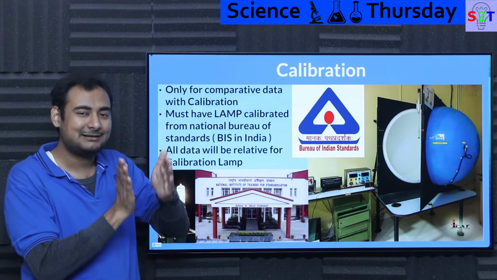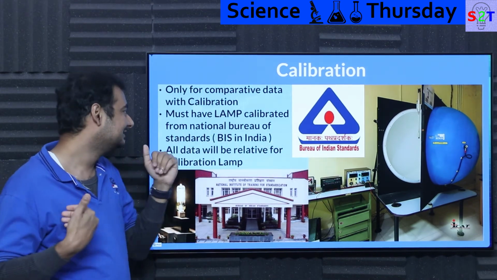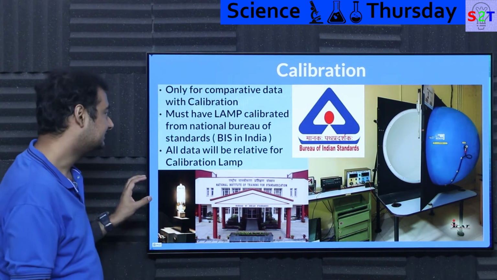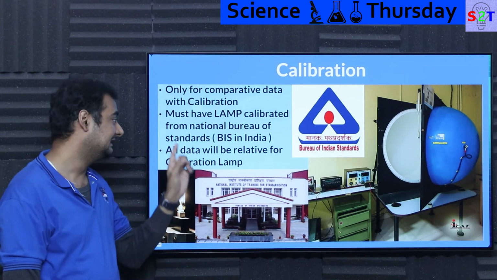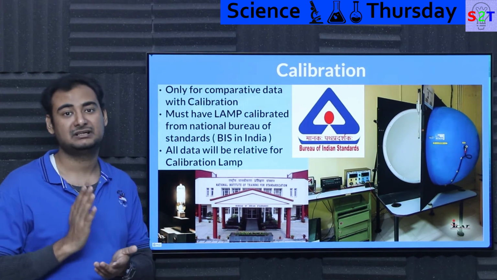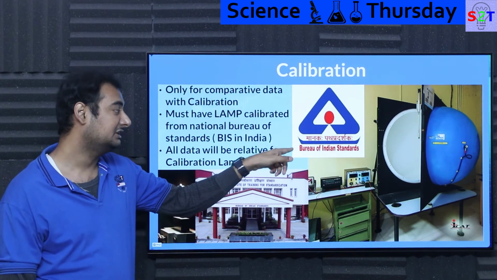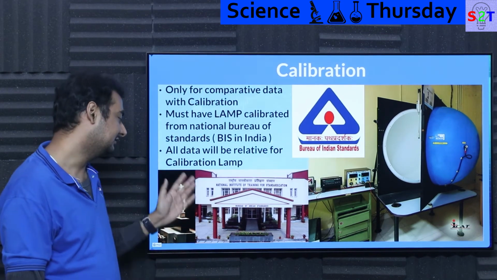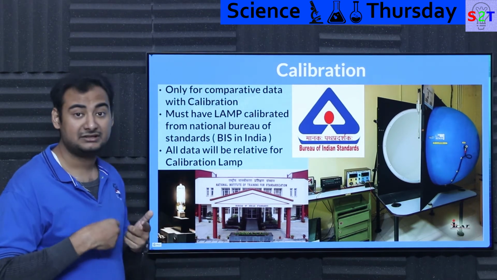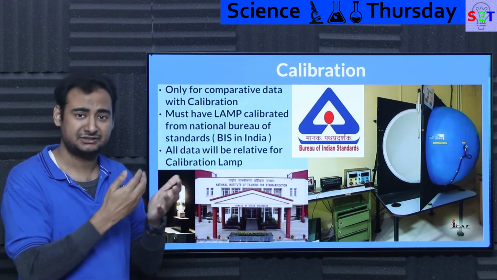It's like the gap between A bulb to B bulb to C bulb, but you do not know how far they are from zero. So for that you need a calibration lamp, meaning a lamp of this sort of design is created and certified by the National Bureau of Standards, and every country has it. Be it India, Pakistan, America, Australia, generally all of them have it. In India we call it the Bureau of Indian Standards. They have many institutes and facilities where you can request, or you can give them your own bulb and ask, hey, can you certify it?